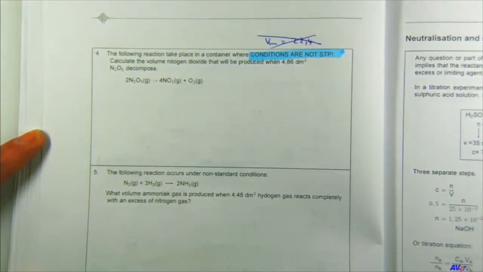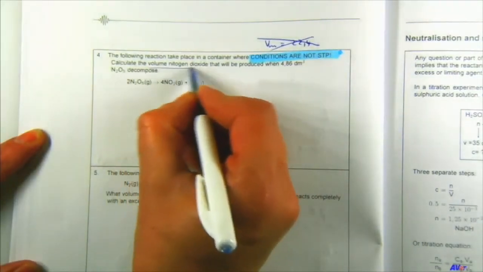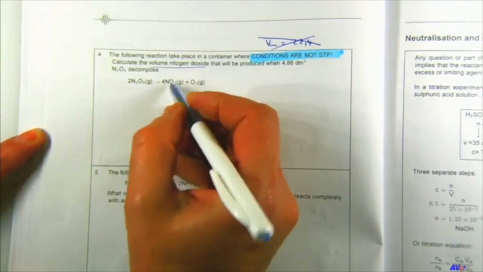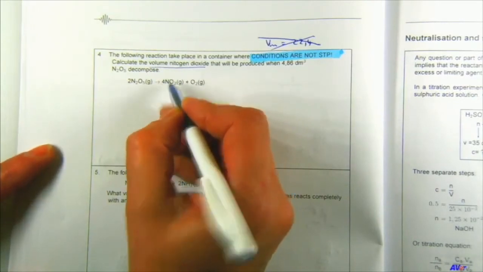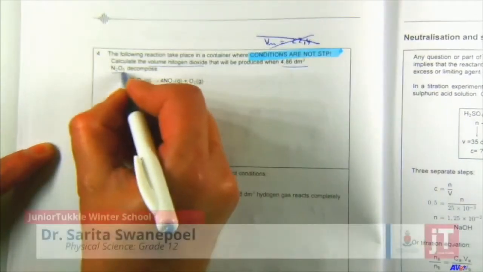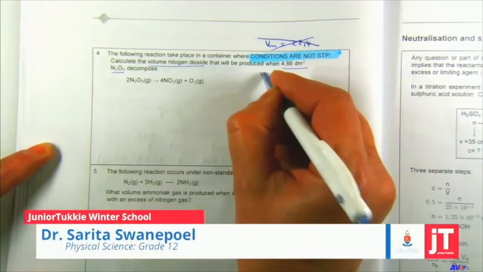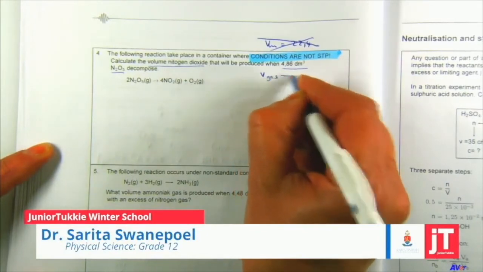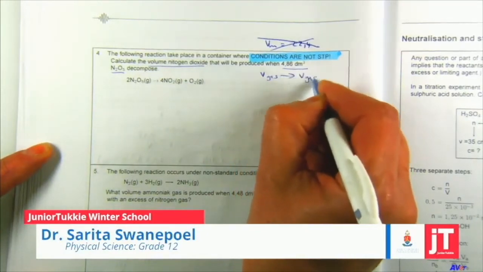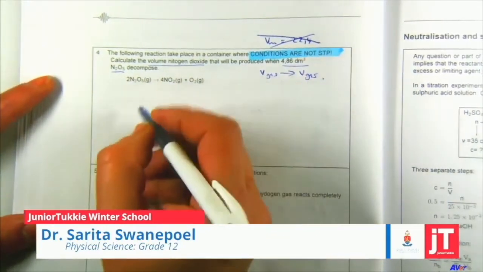Right. Now if you read this, calculate the volume of nitrogen dioxide. Wonderful. It is a gas volume. That will produce 4.86 cubic decimeters, and that is also a gas. So you're going from a volume of gas to a volume of gas. And this is my exception. When I know that, I know I go straight through.